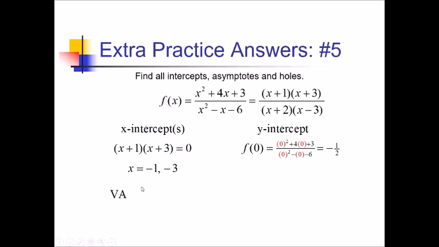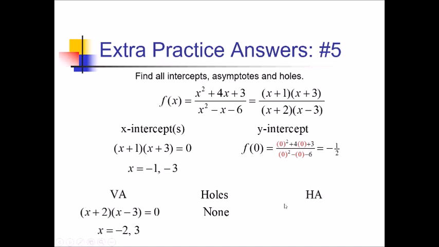Moving on to vertical asymptotes. For this, I have to zero out the denominator. So I've got x plus 2, x minus 3 equals 0. Since I've already got that factored, I can very easily see that x equals -2 and +3 are going to make my denominator 0. So those are my two vertical asymptotes, x equals those constants. For holes, nothing actually got canceled, so there are no holes on this one.